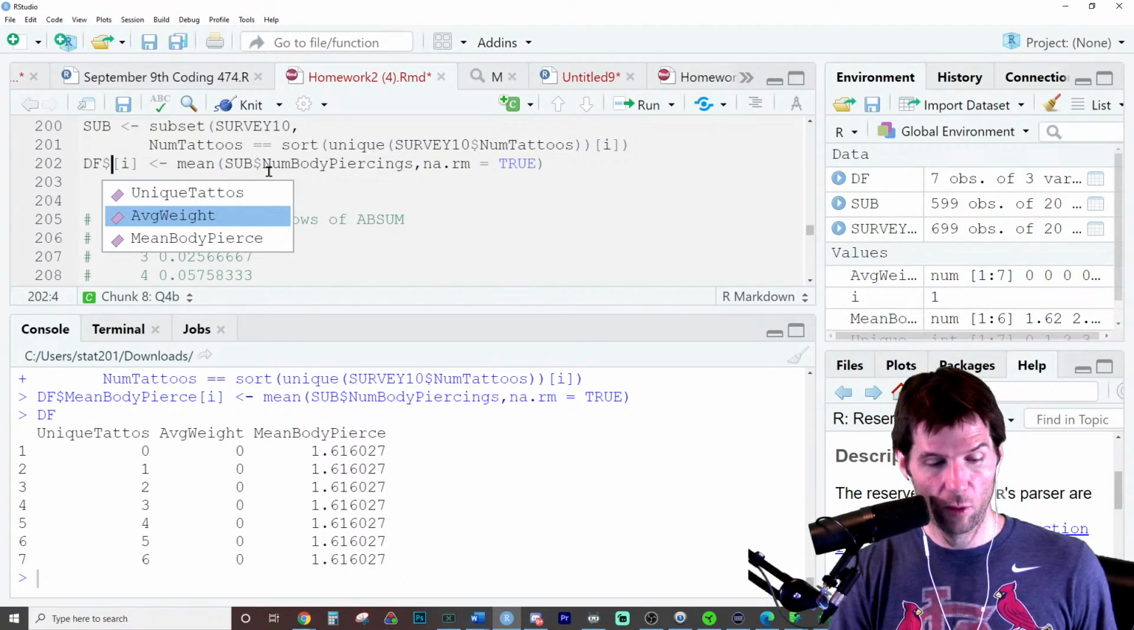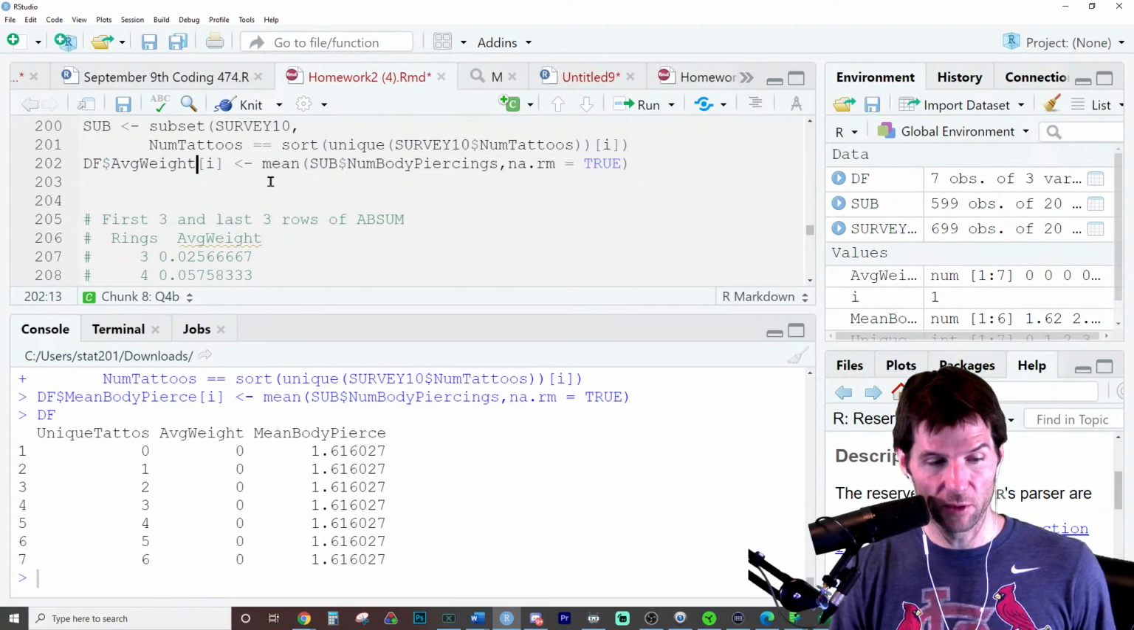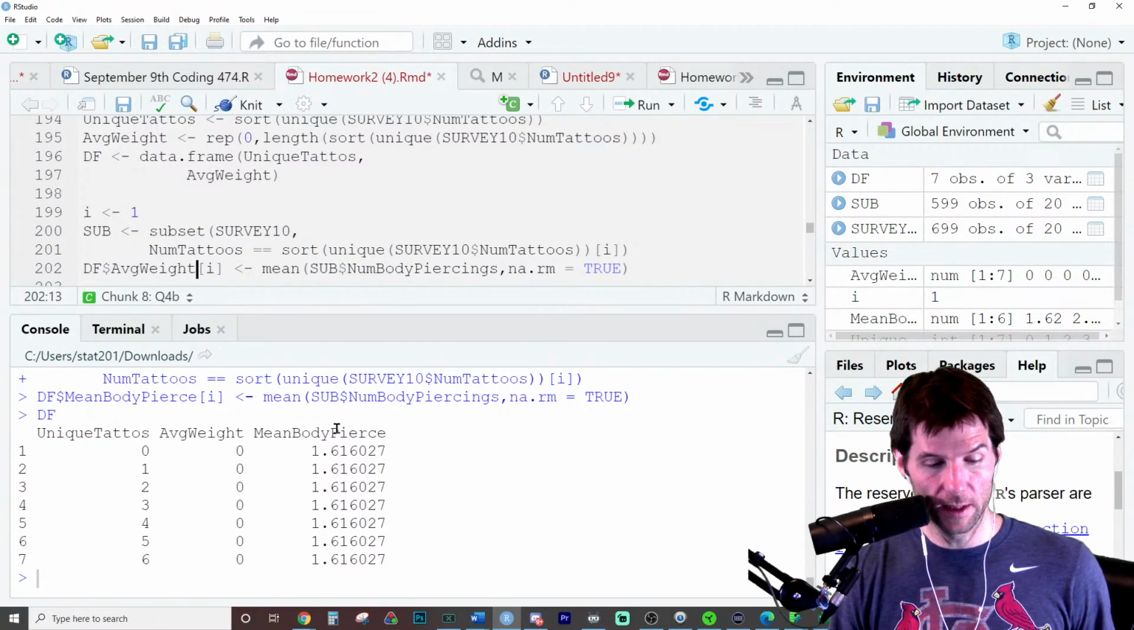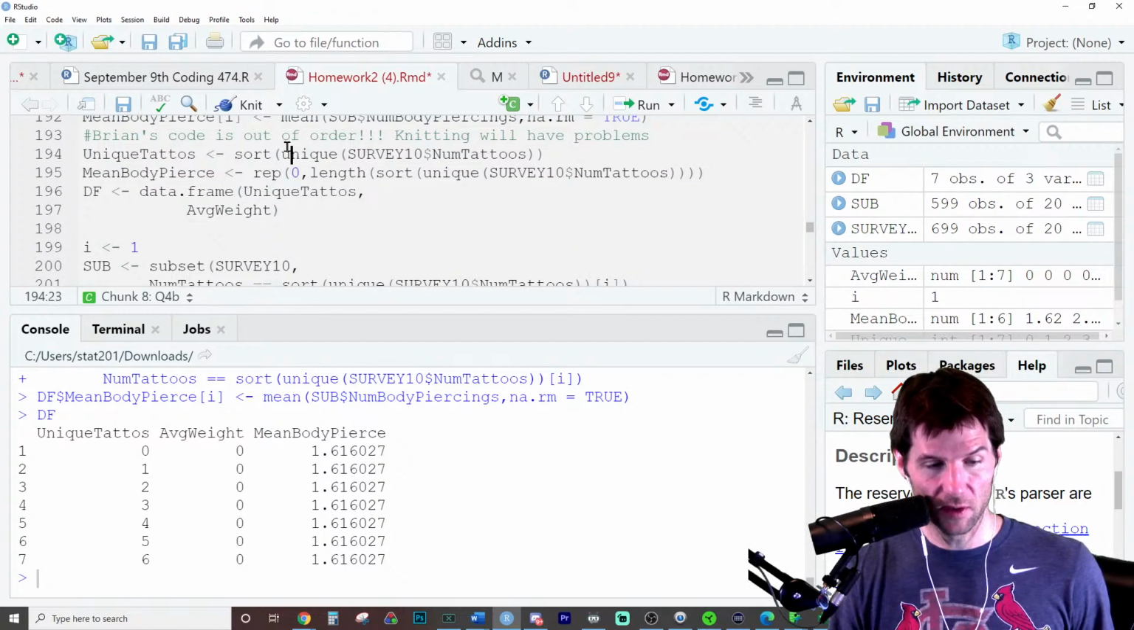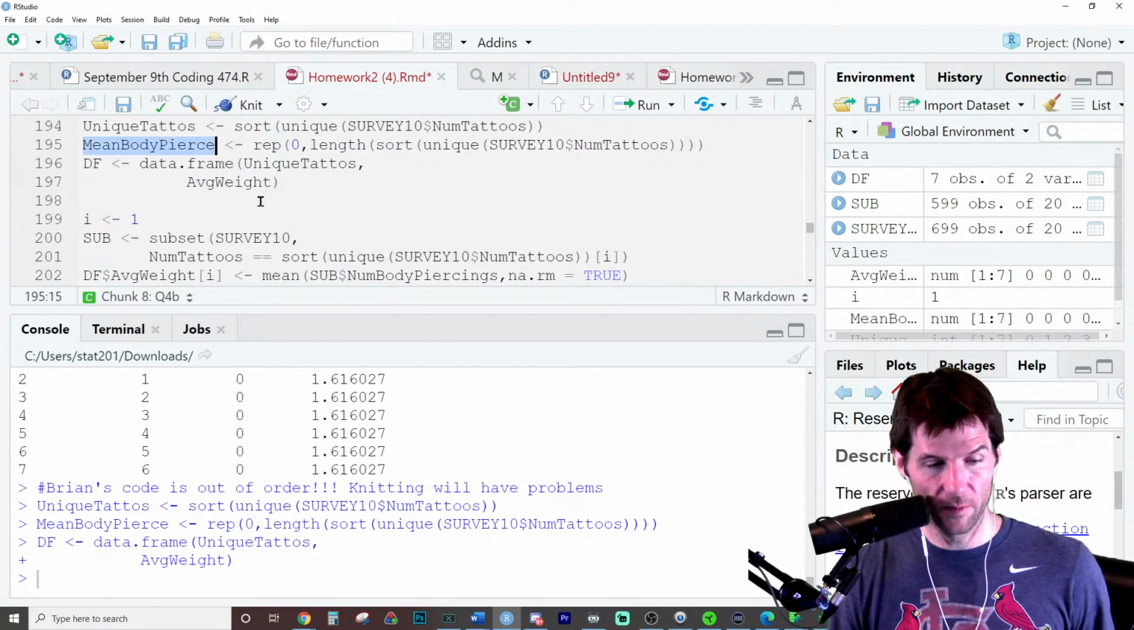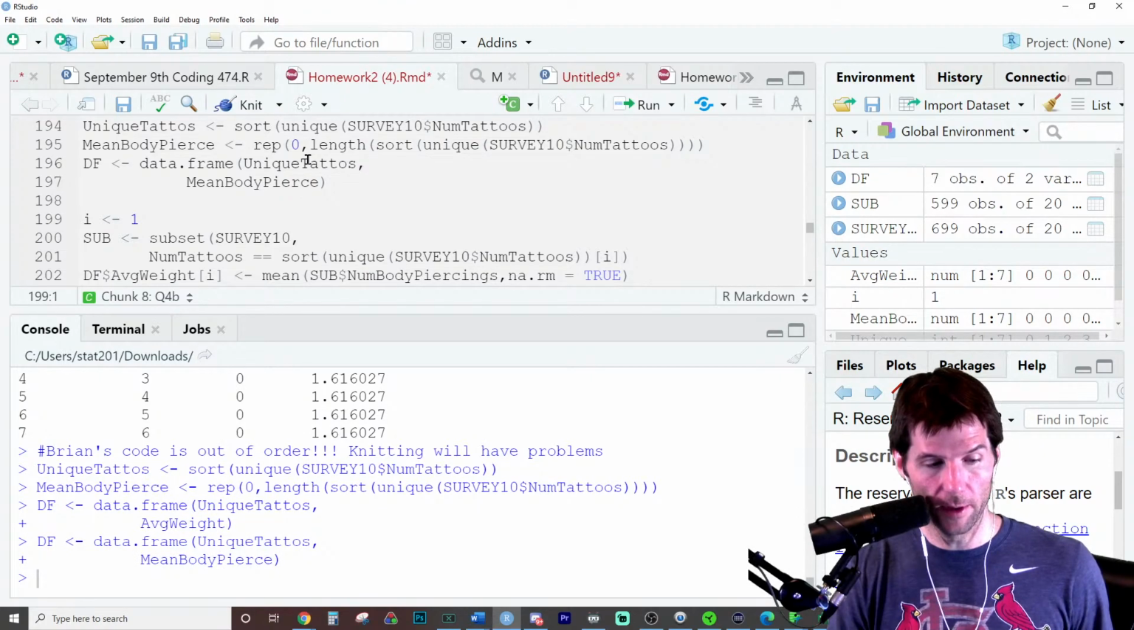Not good. We want to store into average. Oh, we don't want average weight. Oops, we want mean body piercings. Let's go change that. This is mean body piercings. Oh, I'm going to put this here. There we go. Now let's run it.